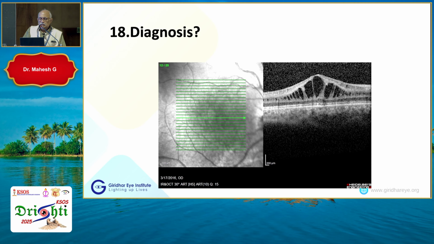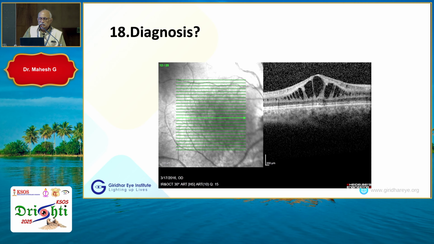What is this? Anyone? Dome-shaped macula. The important thing is, here it is a vertical scan. Just look at the scan, where it is going. This and this are all horizontal scans. You will get a large dome-like elevation with something like a fluid. But the vertical scan is flat. That is the clue. You have to do horizontal and vertical scans. So that's a classic dome-shaped macula.